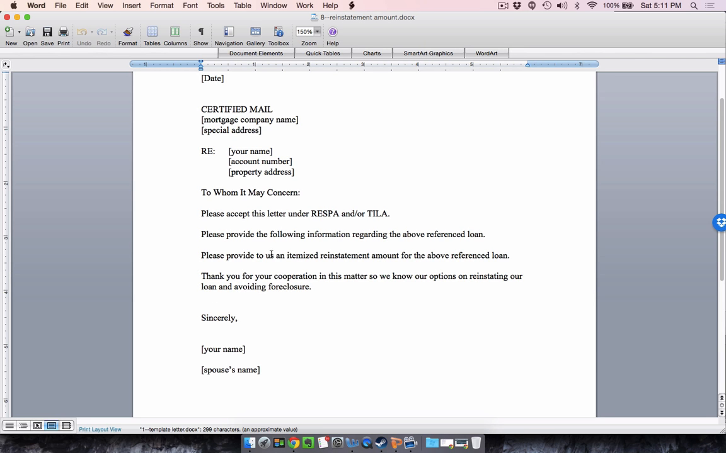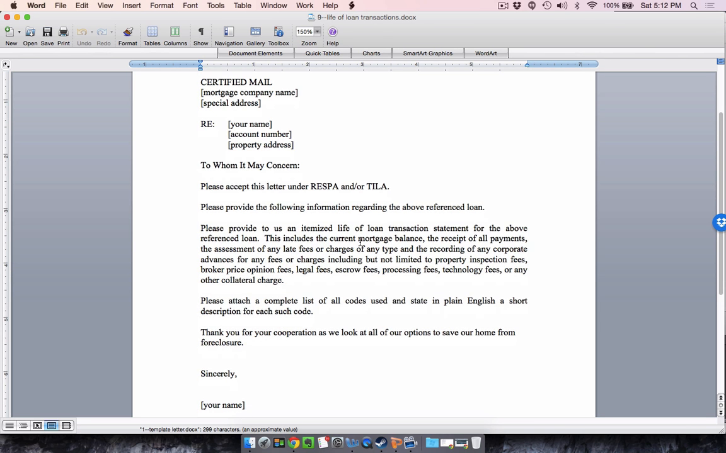Then this one says, give me an itemized reinstatement amount. So the one we just looked at was a payoff. This is a reinstatement, which typically means to get your loan back current. So that might be $5,000, $10,000, $2,000 to reinstate it. The previous one is to pay it off.